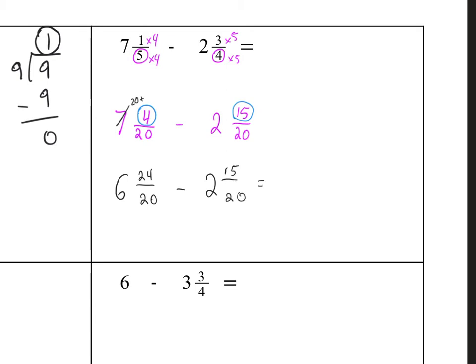Now I can go ahead and do my subtraction. 6 minus 2 gives me 4. 24 minus 15 here gives me 9 20ths. 4 and 9 20ths would be my final answer.